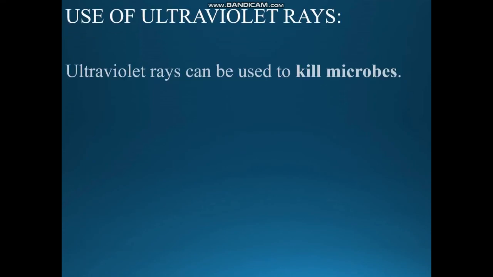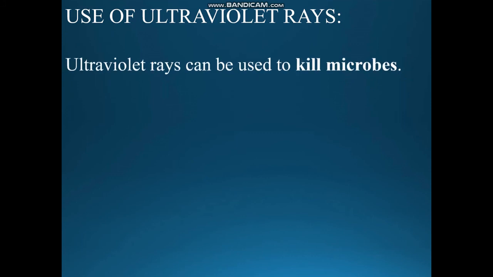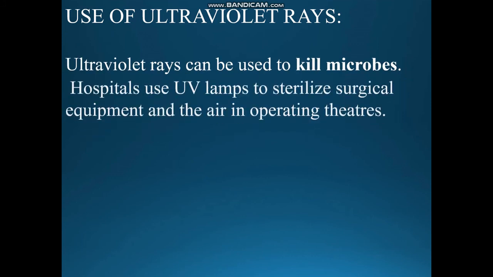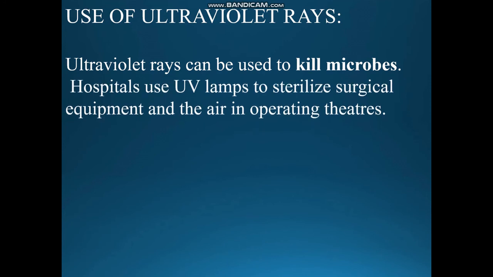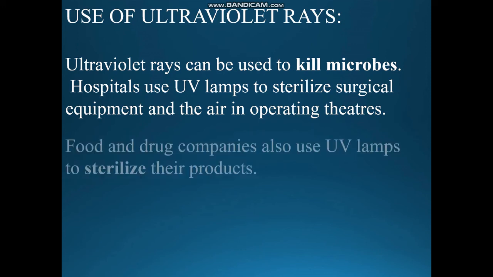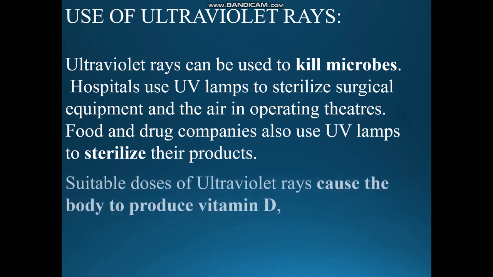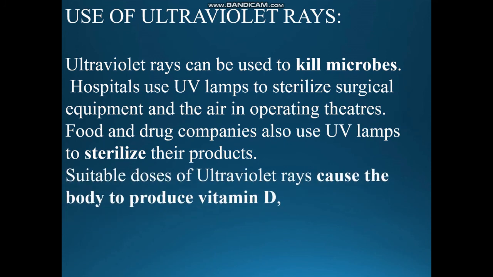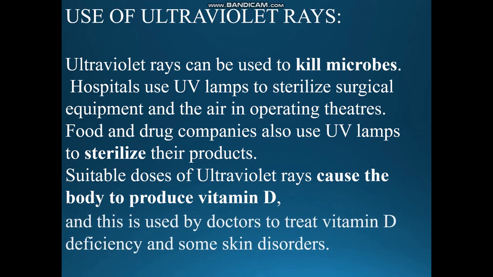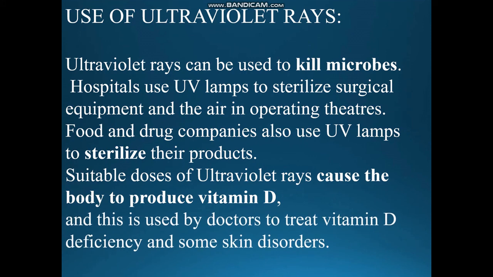Use of ultraviolet rays. Ultraviolet rays can be used to kill microbes. Hospitals use UV lamps to sterilize surgical equipment and the air in operating theaters. Food and drug companies also use ultraviolet lamps to sterilize their products. Suitable doses of ultraviolet rays cause the body to produce vitamin D, and this is used by doctors to treat vitamin D deficiency and some skin disorders.